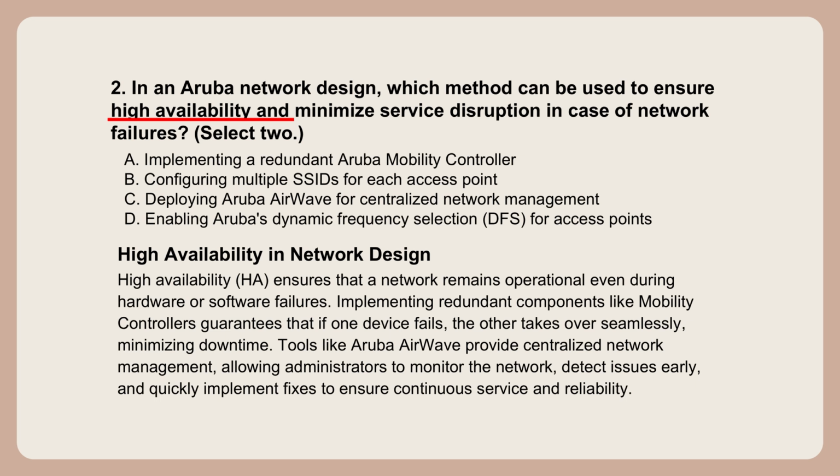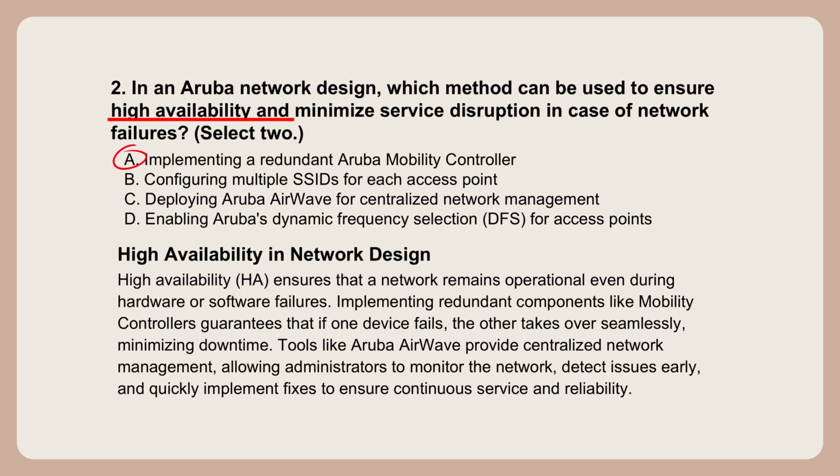Okay, so we're looking for two answers that contribute the most to high availability. Right. What do you think? Well, to me, the most obvious one is having a redundant mobility controller. Why is that? Well, think of it this way. The mobility controller is kind of like the brains of the operation for your wireless network, right? It handles the access points, enforces policies, and a whole bunch of other crucial stuff behind the scenes.